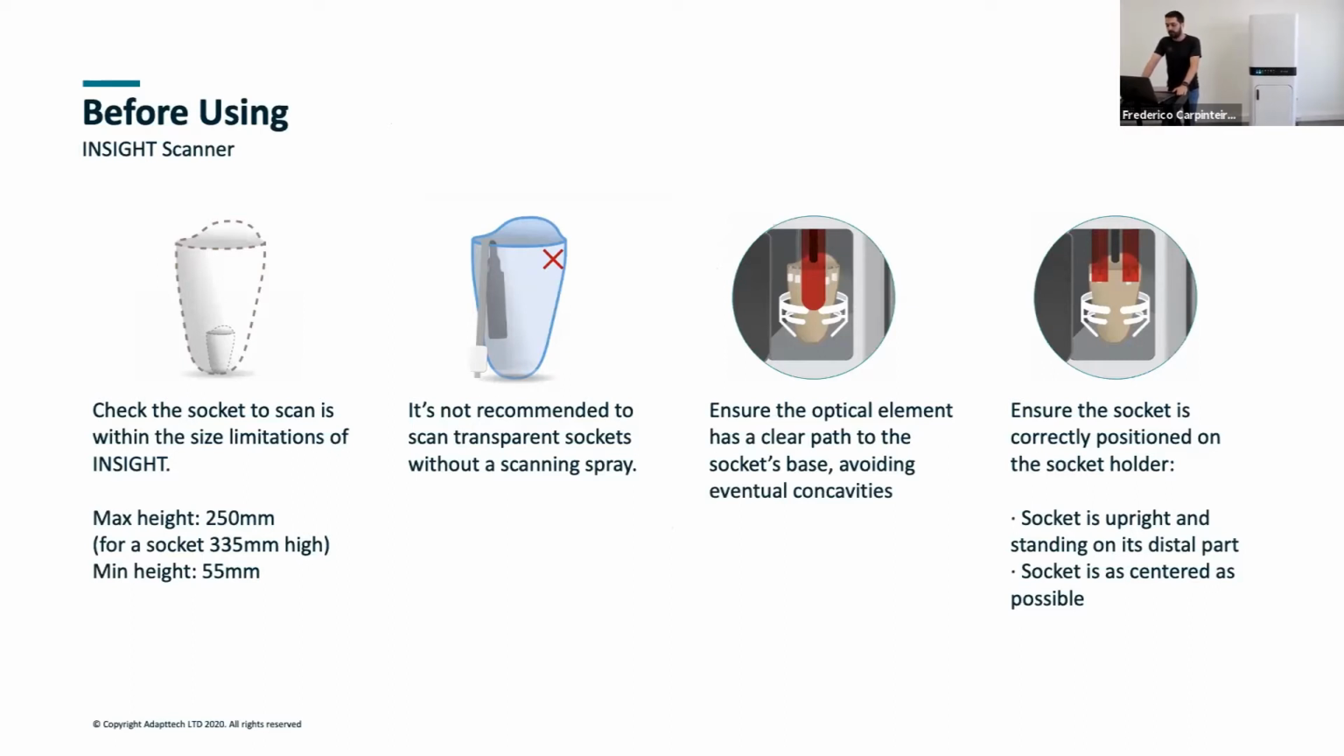If you're scanning a transparent socket, like a check socket, you should use a scanning spray before, to make sure you get a very accurate 3D model. Make sure once you've placed the socket that it is in the correct position in the socket holder. The socket holder should close until the end. It will stop once the socket is properly centered and aligned. Also ensure that the camera has a clear path to enter the socket and get out as well.